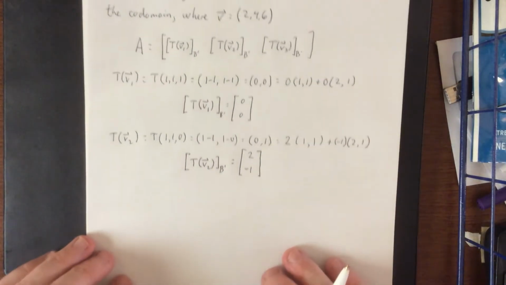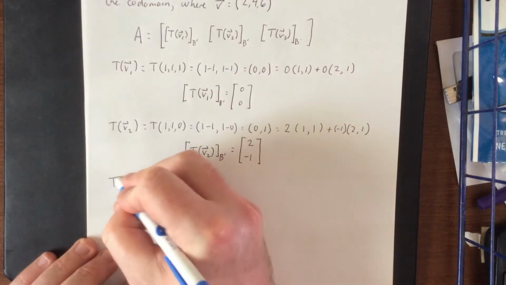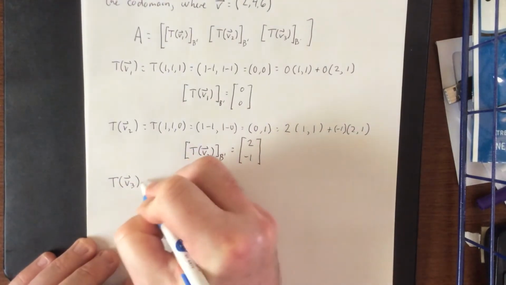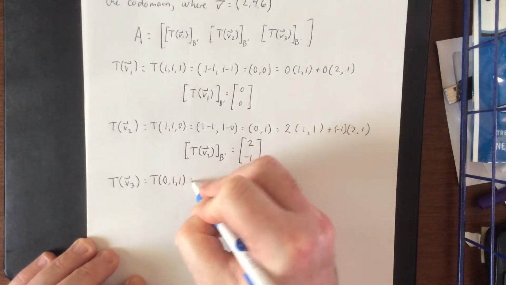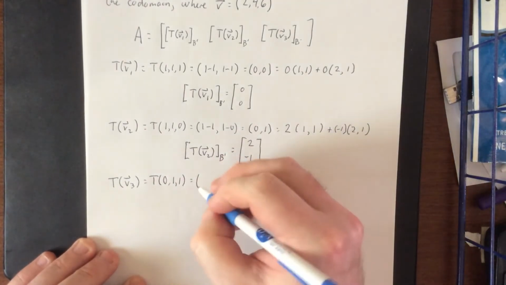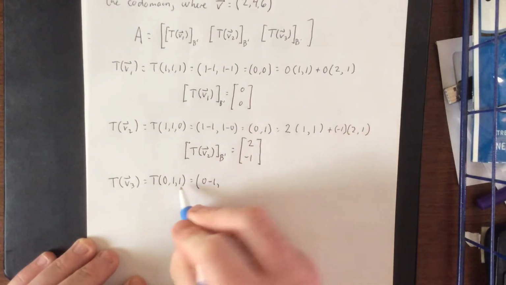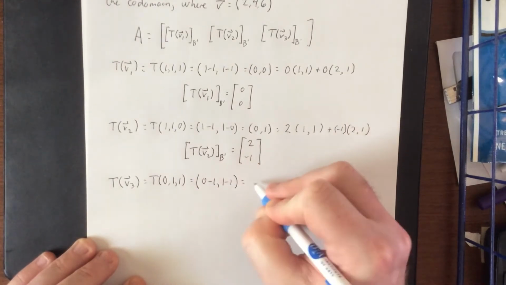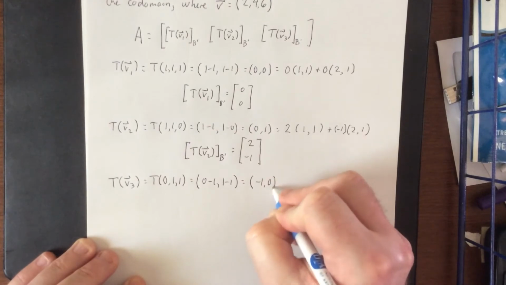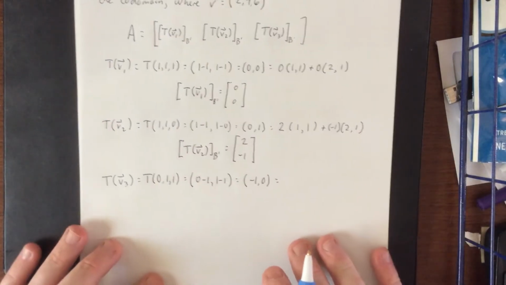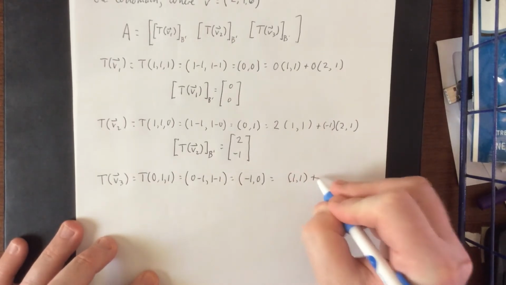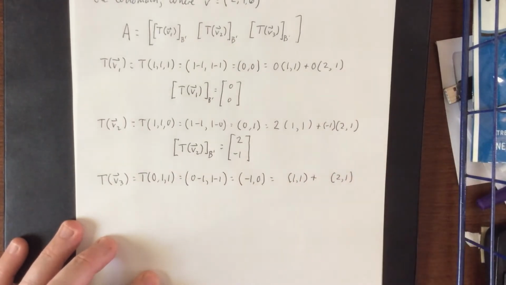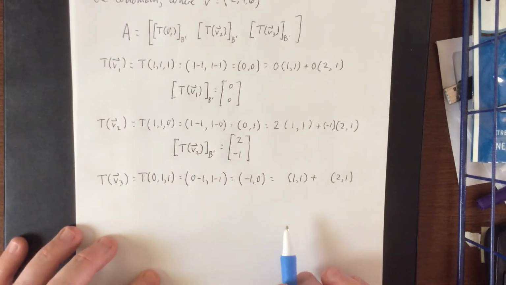We'll do the same thing for the last vector. That'll be T of v3, our third basis vector, so (0, 1, 1). That is going to be equal to 0 minus 1 for the first component and 1 minus 1 for the second component. That'll be (negative 1, 0). And again, we're supposed to be representing this as a linear combination of the basis vectors (1, 1) and (2, 1). So I'd like to point out the same thing as, no, I guess it's not the same thing as what we did.